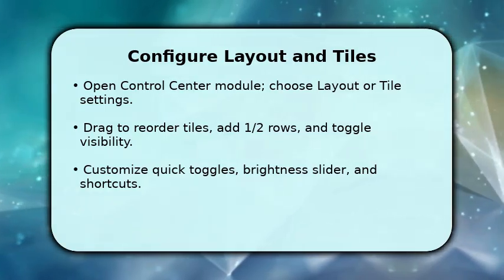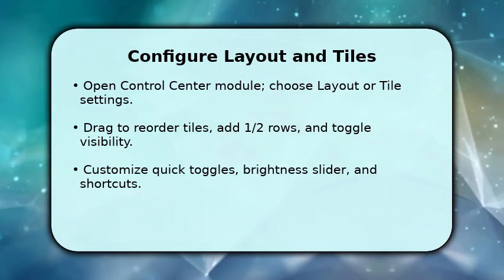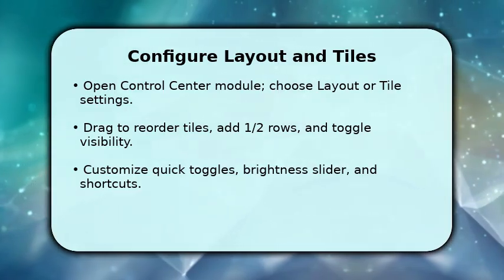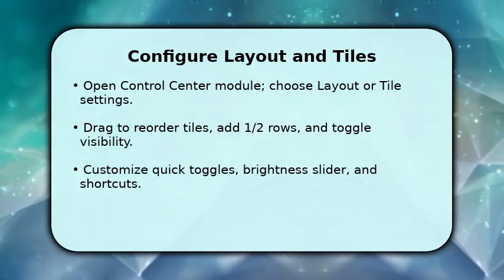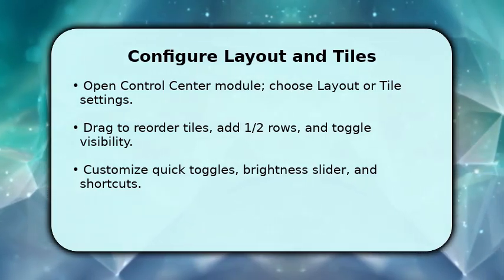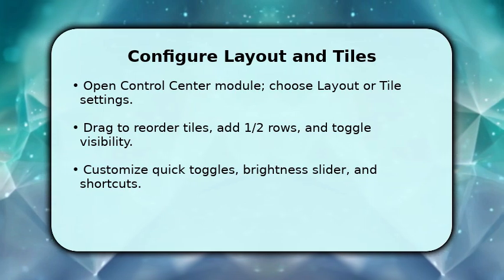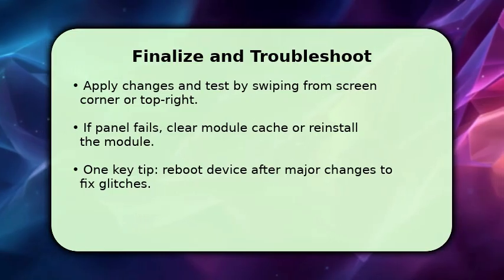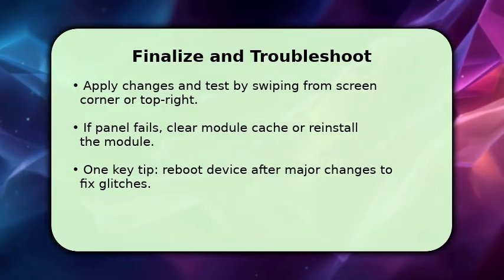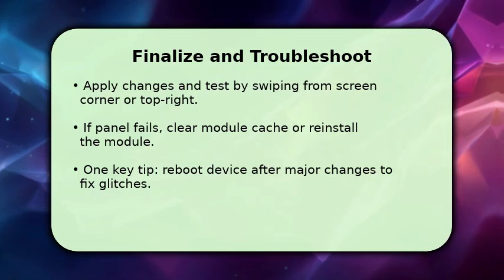That changes density. Also configure the brightness slider and any shortcut buttons so your most used functions are one swipe away. These settings change the core behavior of the panel, so tweak and test after each adjustment to confirm the result. Finish by applying your changes and testing the Control Center with the gesture or icon you use. Make sure tiles respond and shortcuts launch.